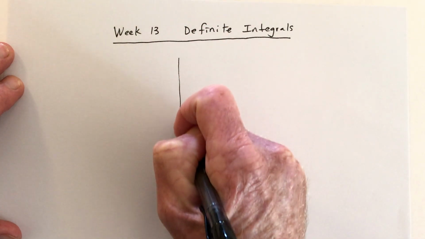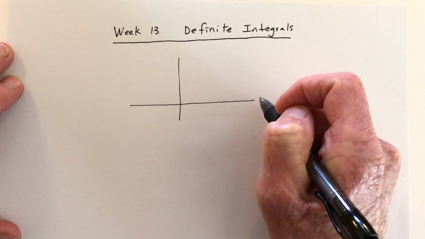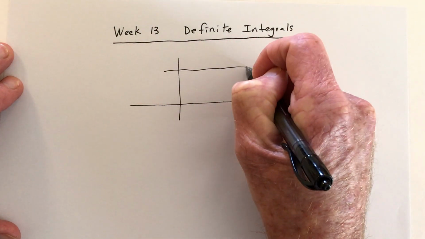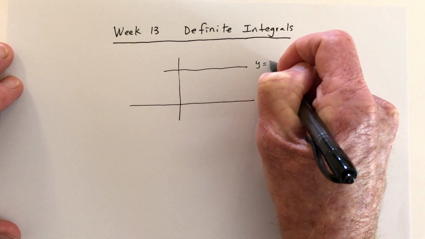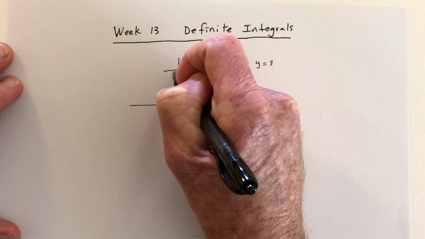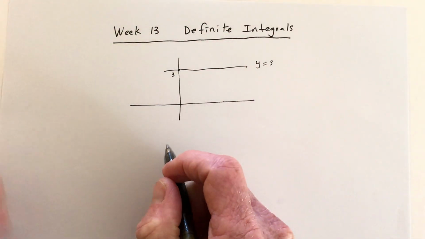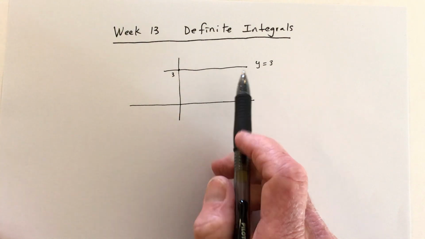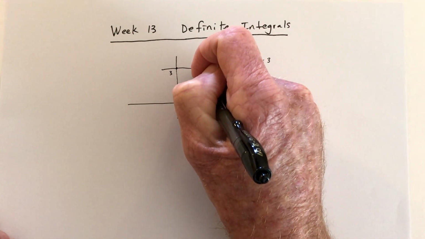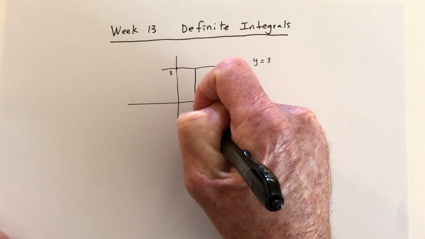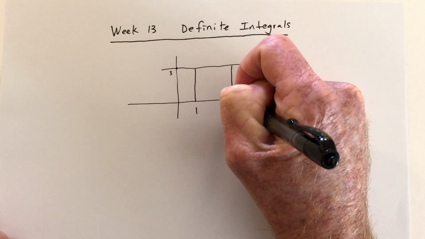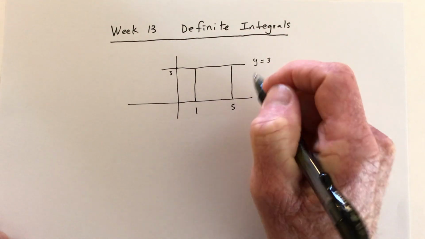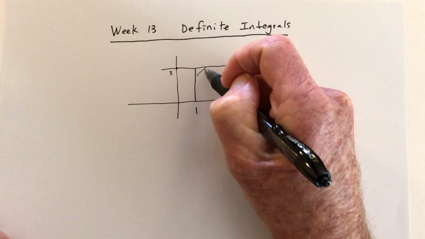And if you start with a very basic problem, let's say you've got a function y equals 3. So it's hitting the y-axis right here at 3. And then it's a horizontal line. And then on the x-axis, we're going to go from 1 to 5, and then find this area.